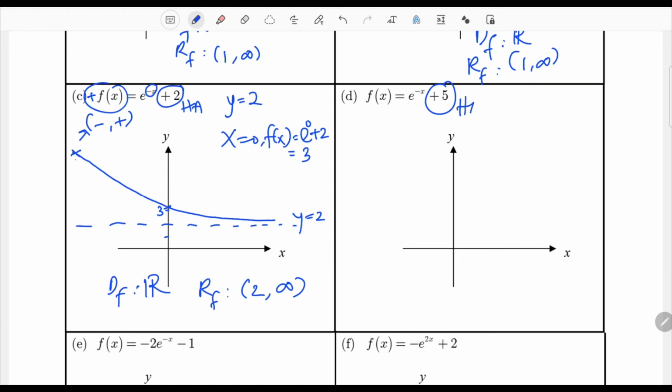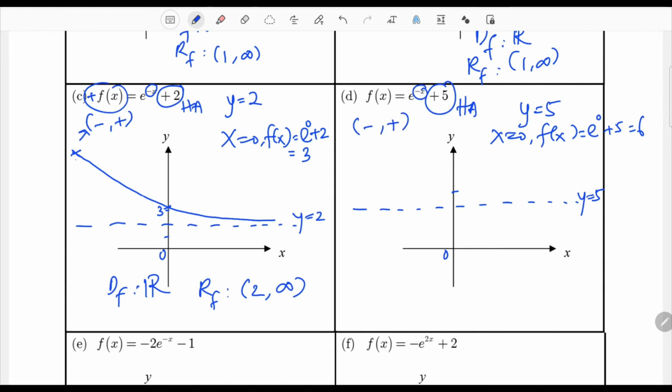So what about this? So this is your horizontal asymptote. So y equal to 5. Find y equal to 5. Make sure you label the origin. Okay. When x is 0, so f(x) will be e power 0 plus 5. e power 0 is 1, so you get 6. So again, negative, positive. Okay, you get similar shape.